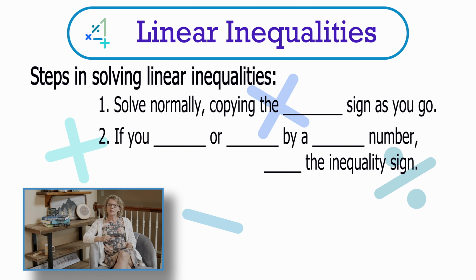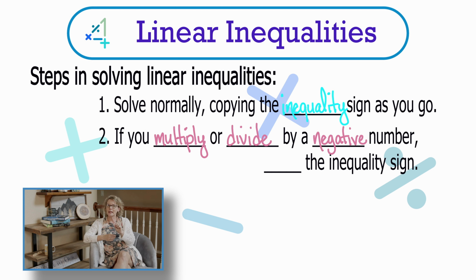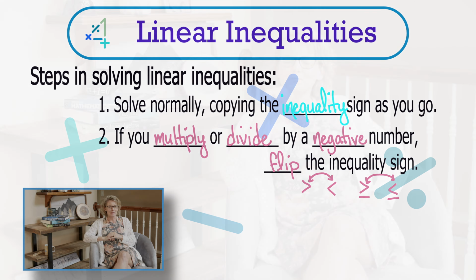Here is the summary of the steps in solving these. Step 1. Solve them as you have already learned. Be sure to copy the inequality sign down as you go. Do not turn it into an equal sign. Step 2. If you multiply or divide by a negative number, you must remember to flip the inequality sign. Remember, this is the only bad news about these.